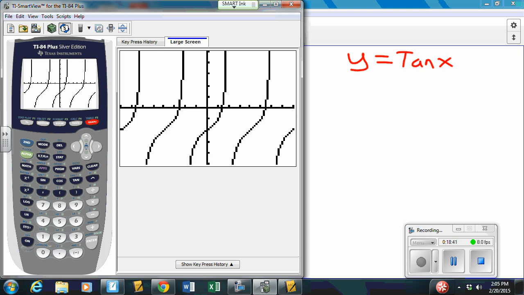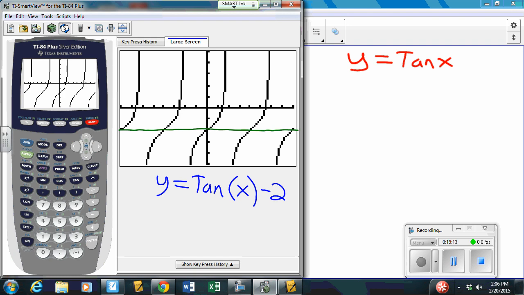Okay, Christian, what do you have? Okay. Y equals tangent of, did you say x minus 2, like that? Tangent of x. And then we subtract 2 from the function. What happens to the function when you do that? It shifts down. You'll notice that the midline is now right here, at negative 2, instead of being the x-axis. Okay? Any questions on that?